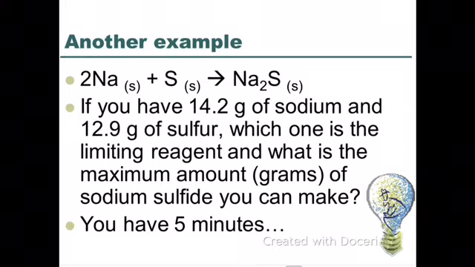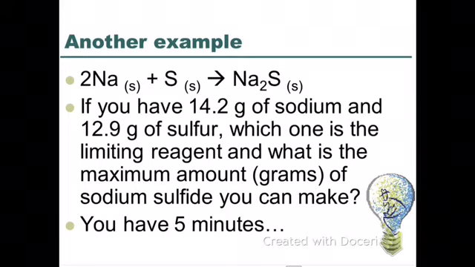All right, so just pretend like these are your notes, and you should be writing these down into your notebook, okay? So we're going to take a look at a small sample here. Let's pretend that you have 14.2 grams of sodium and 12.9 grams of sulfur, and I ask you which one is the limiting reagent, what is the maximum amount of grams of sodium sulfide that you can make. I want you to pause this video and really try to think your way through the problem before I show you how to do it.